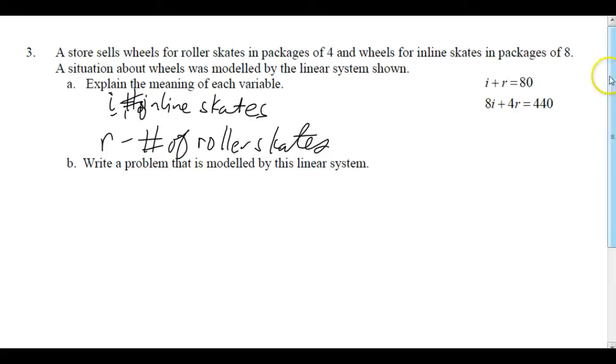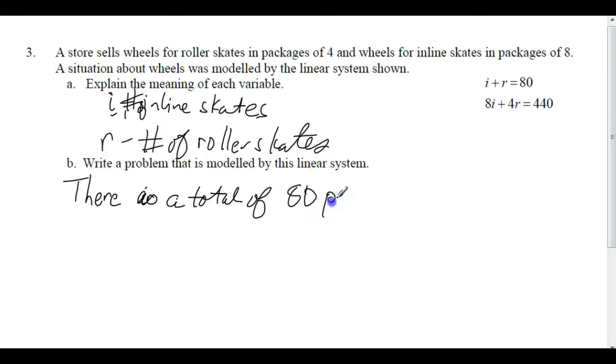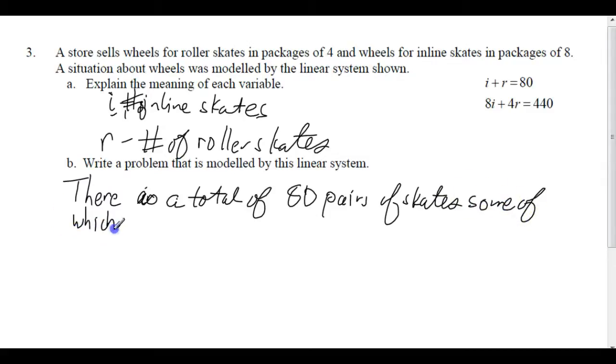Write a problem that is modeled by this. Okay, so we have a total of 80 sets of skates. So there is a total of 80 pairs of skates, some of which are inline, and some of which are roller skates.